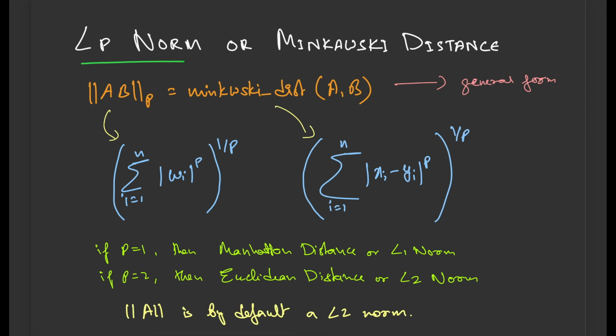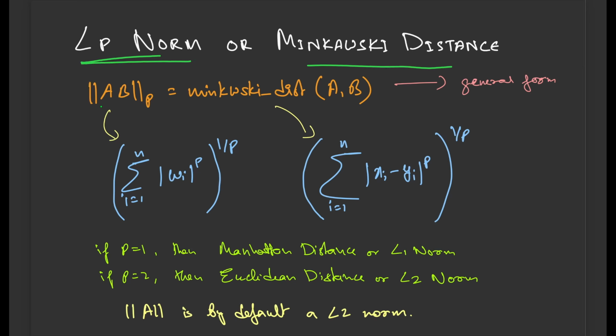So let's look into the LP norm or the Minkowski distance. The LP norm is basically generalization of all the norms. So we discussed L1 and L2 norm. LP norm is generalization of both of them. And you can have any kind of other norms. Like from this, you can calculate L3, L4 norms. Basically, this is general formula from which you can derive other norms.